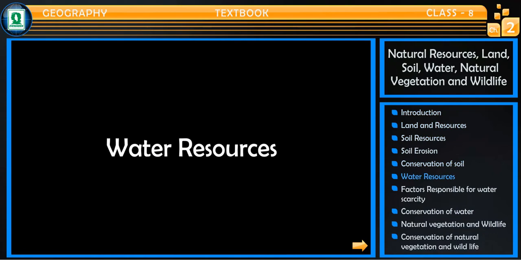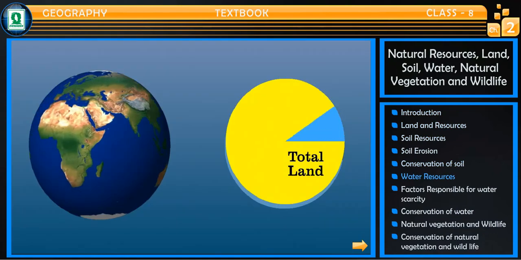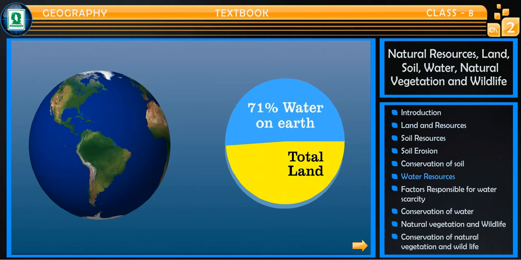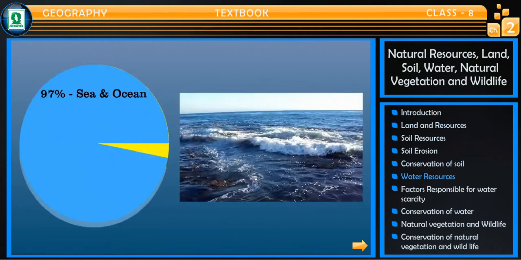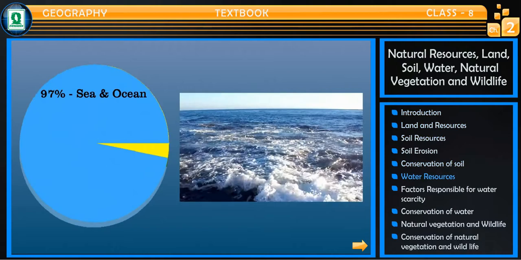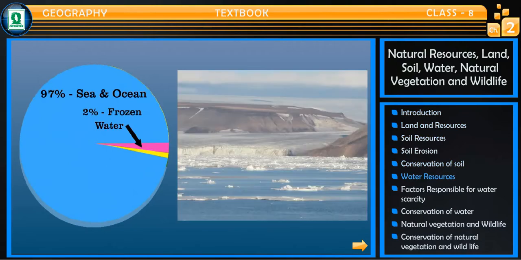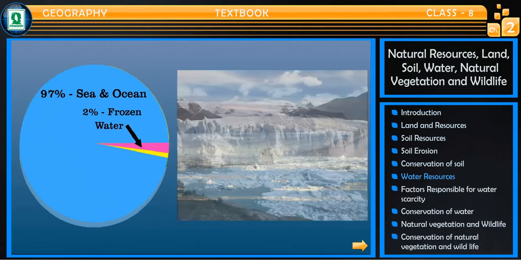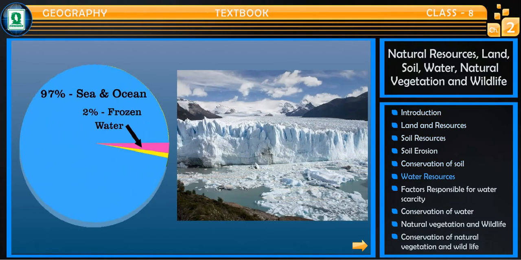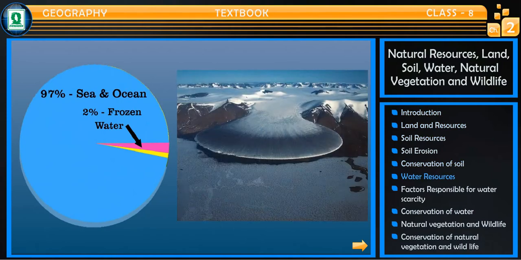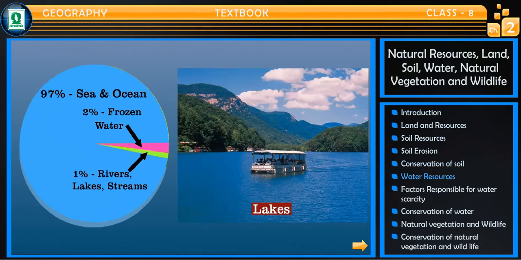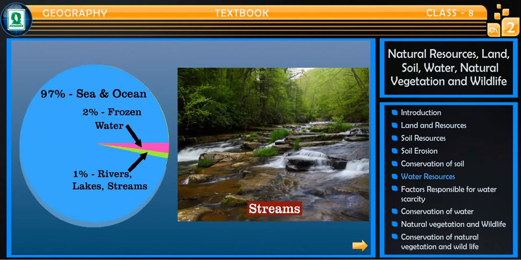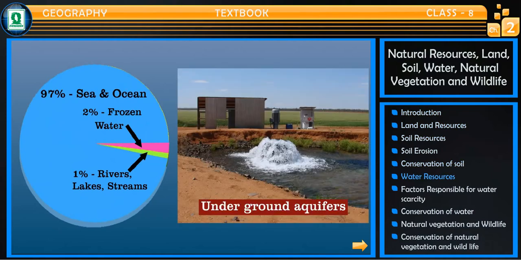Water resources. About 71% of the Earth's surface is covered with water. About 97% of Earth's water is in the oceans and seas. 2% of fresh water is in the frozen form at the poles and in glaciers at high altitude areas. Whereas only 1% of fresh water is found in rivers, lakes, streams, or underground aquifers.